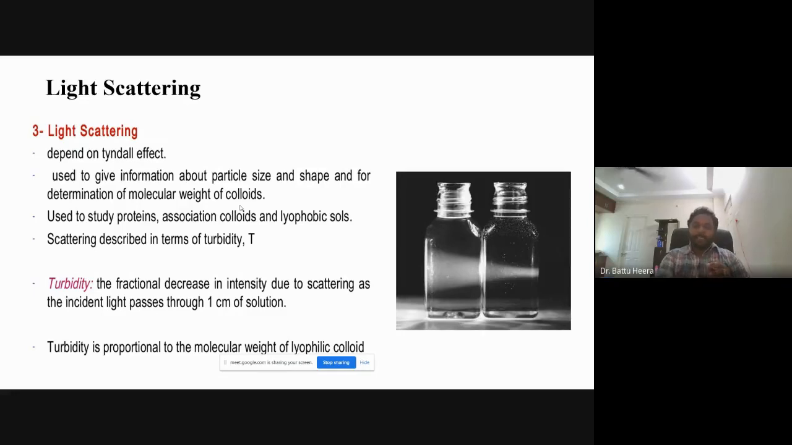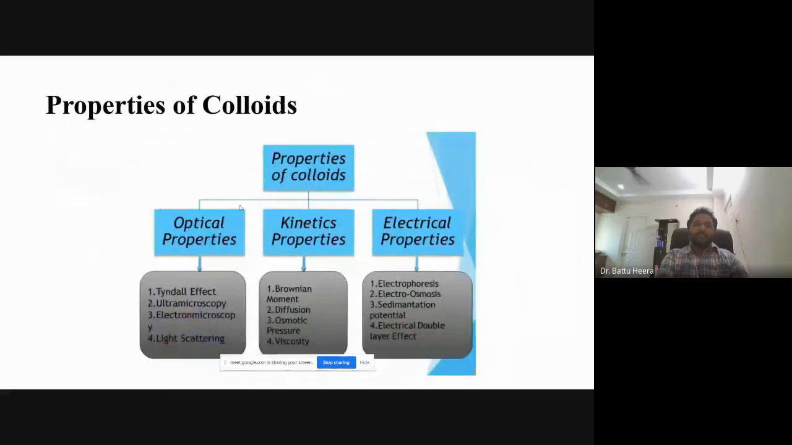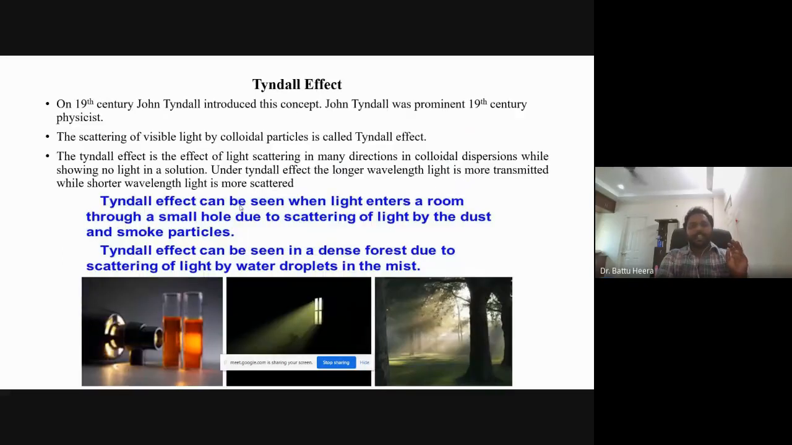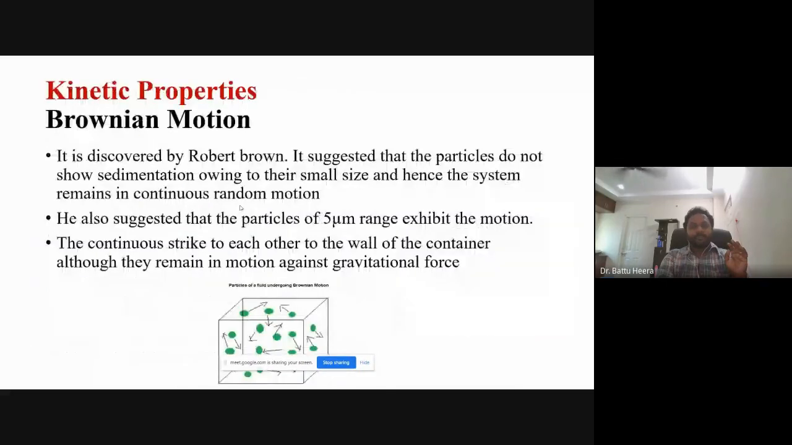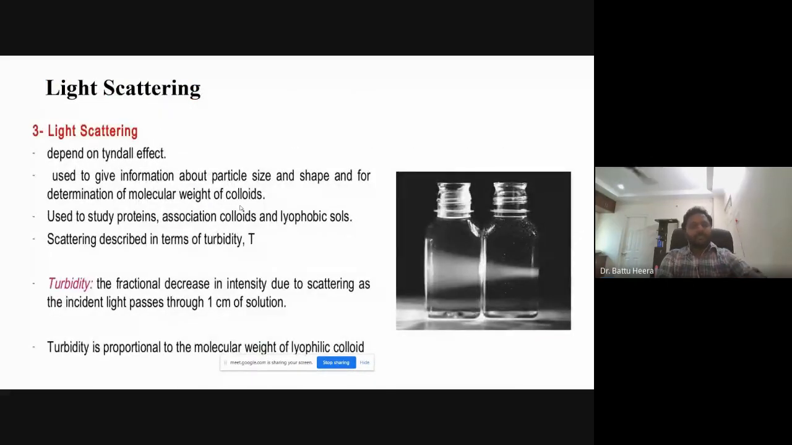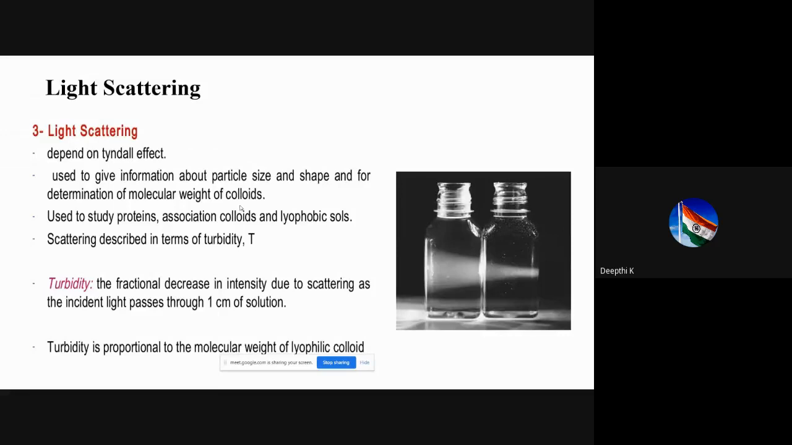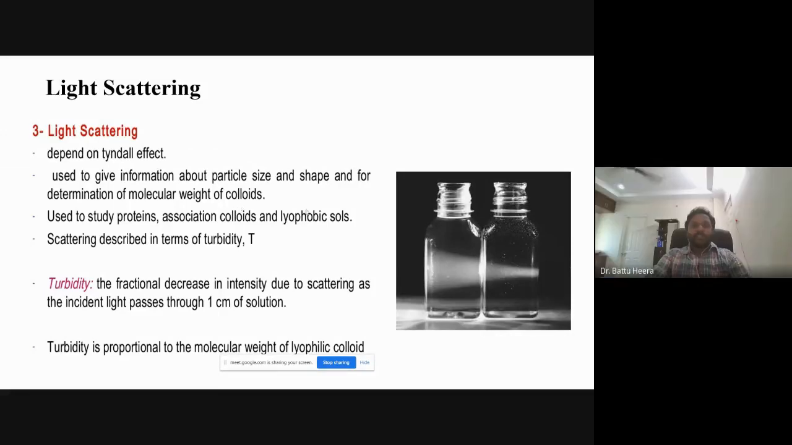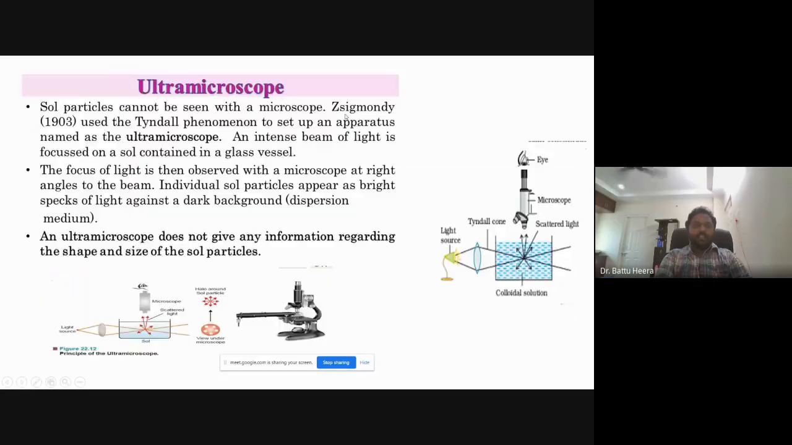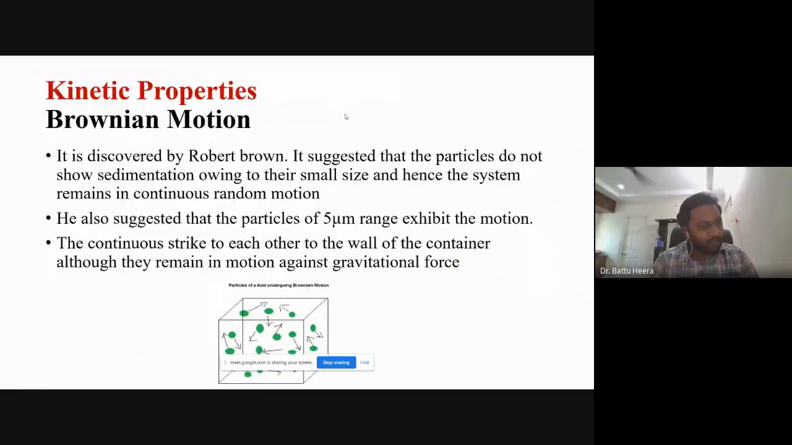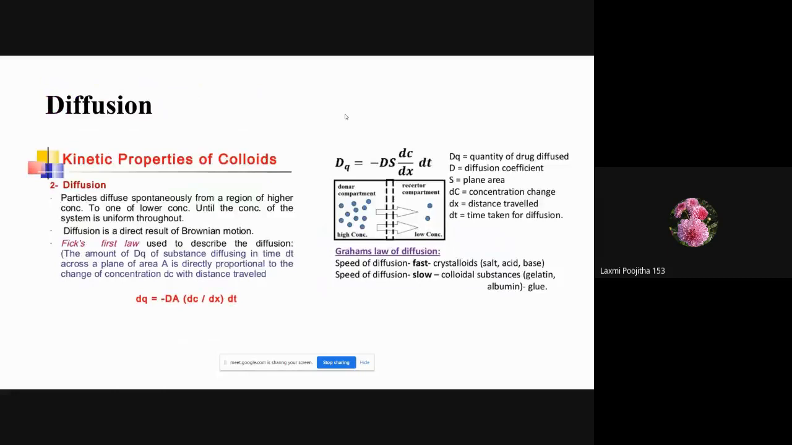Is it clear? So these are the four topics under the optical properties of colloids: the Tyndall effect, ultra microscopy, electron microscopy, and the light scattering technique. Is it clear? Yes, sir. Okay, so these are some of the concepts. So what's the time now? 250, sir.